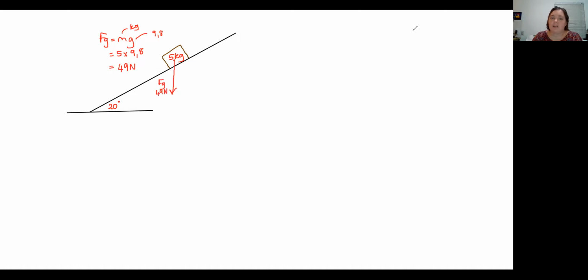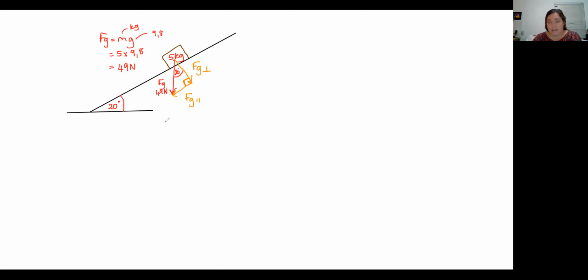But I can turn that weight into two components. Instead of doing one vertical weight that acts straight down, I can talk about the component of the weight that acts perpendicular to the surface and the component of the weight that acts parallel to the surface. Something that's important to note is that the angle between parallel and perpendicular is 90 degrees, and that this angle of 20 degrees is the same as the 20-degree angle that goes there.